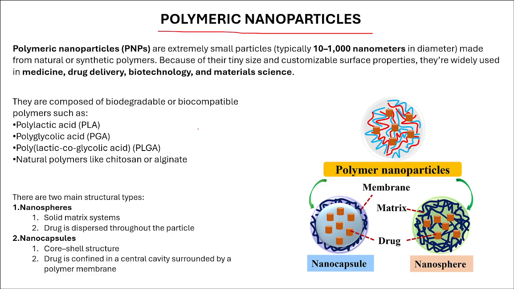Polymeric nanoparticles. Polymeric nanoparticles are extremely small particles. As the term denotes, there are long chains of polymers and we trigger or initiate them. These polymer chains get folded and form the nanoparticles like this. They can form a matrix, and in this space we can load the drug of interest.